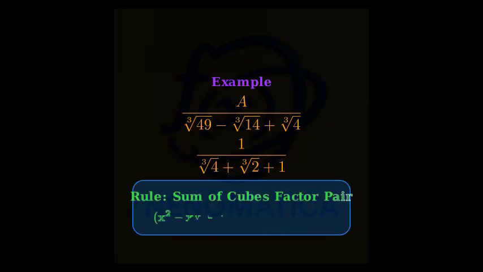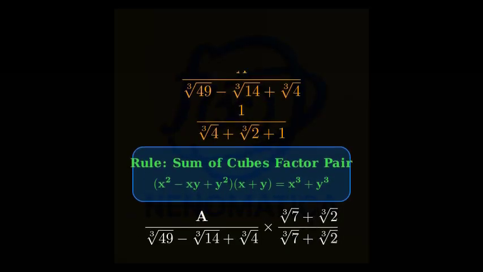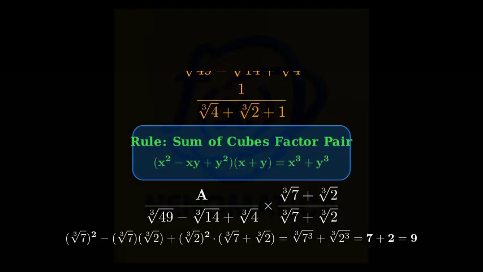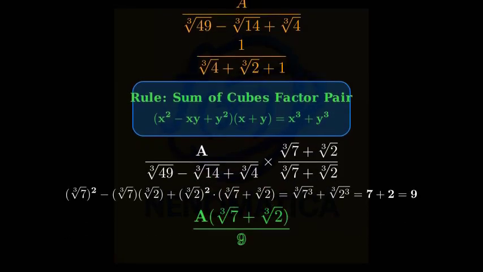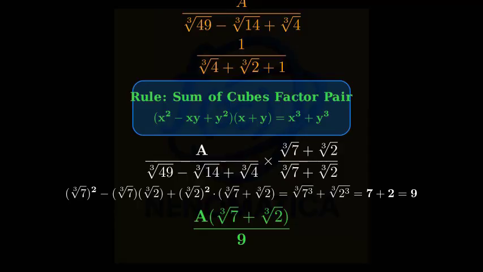The identity says left parenthesis x squared minus xy plus y squared right parenthesis times left parenthesis x plus y right parenthesis equals x cubed plus y cubed. So we multiply top and bottom by x plus y, which here is cube root of 7 plus cube root of 2. That transforms the denominator into 7 plus 2, which equals 9. Therefore, the simplified result is a times the quantity cube root of 7 plus cube root of 2 all over 9.